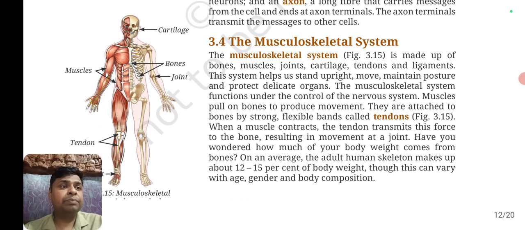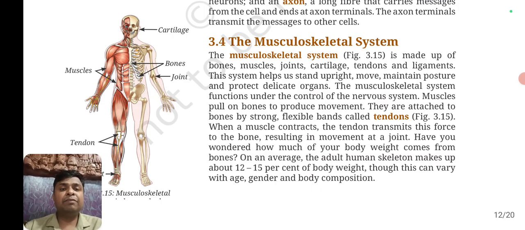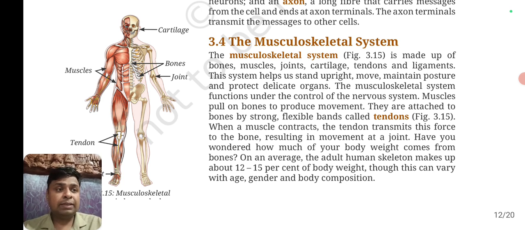Musculoskeletal system. So it is made up of muscles, bones, joints, cartilage, tendons, ligaments. All these things together help us in movement of our body. So the musculoskeletal system functions under the control of the nervous system. Our brain controls it. Muscles are attached. They pull the bone. Okay, they produce movements.